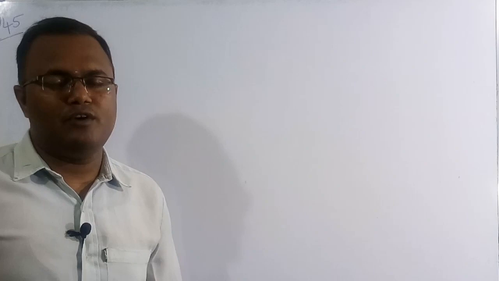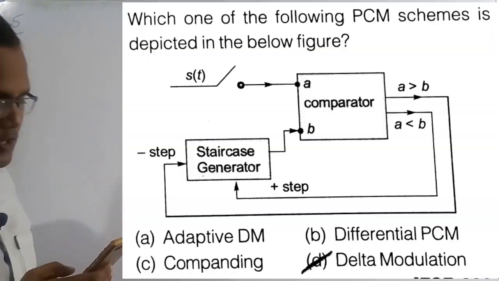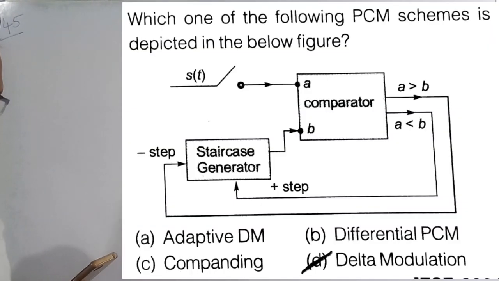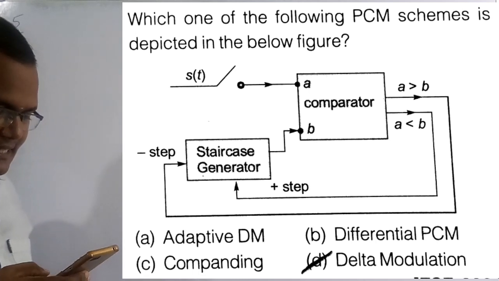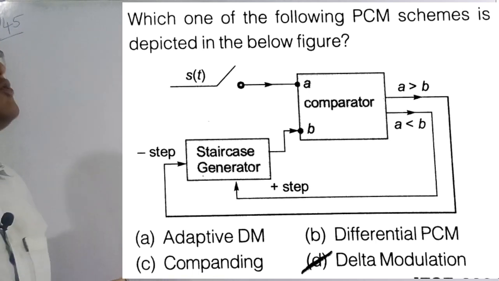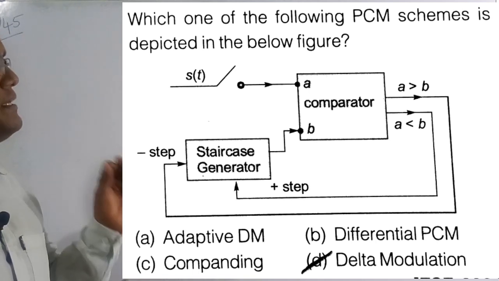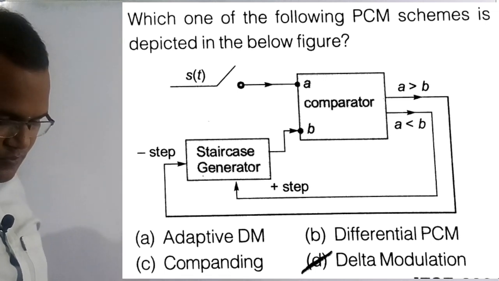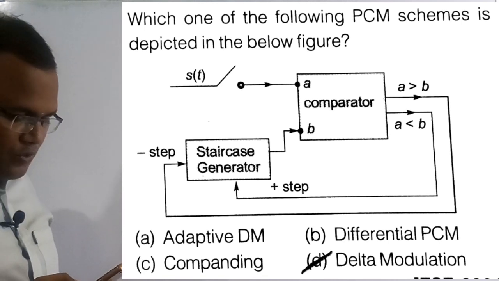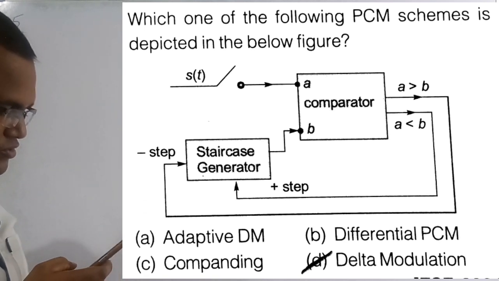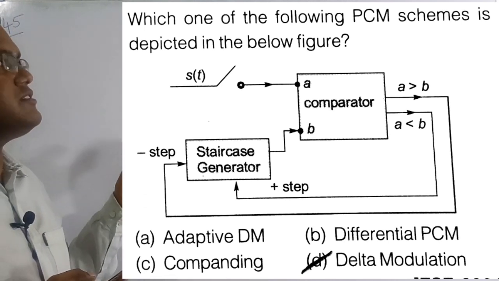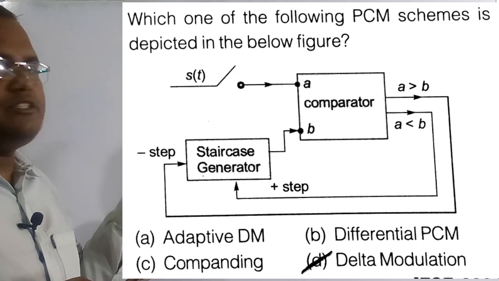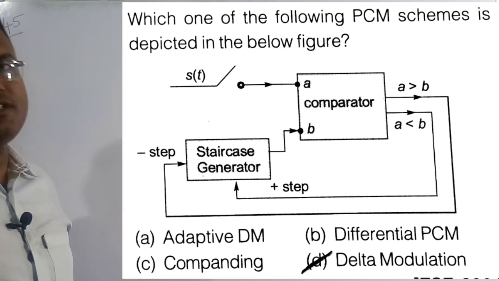Now we are going to solve the 140th question. See the question here. Which one of the following PCM schemes, pulse code modulation schemes, is depicted in the below figure? So out of the following PCM schemes, this circuit is going to represent which one? Out of four options, option D is the correct solution of this question. This circuit shown in the figure is going to resemble the delta modulation scheme.